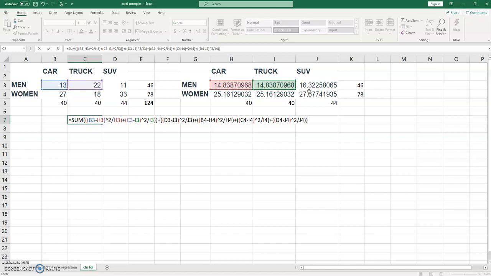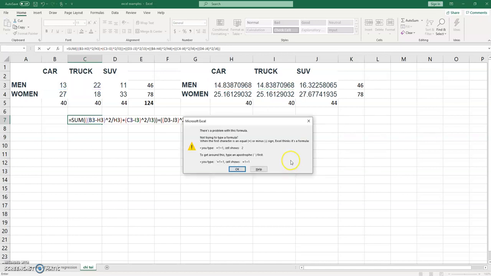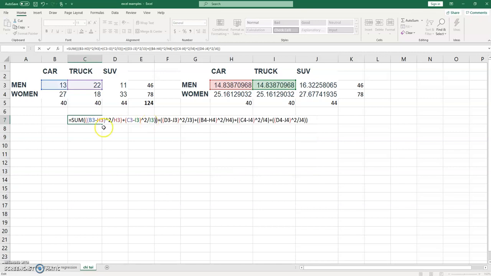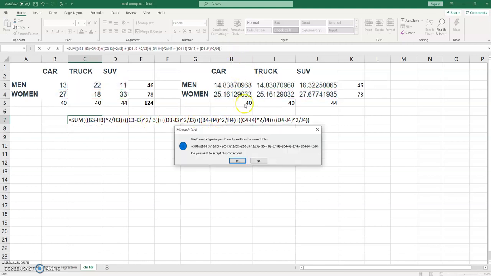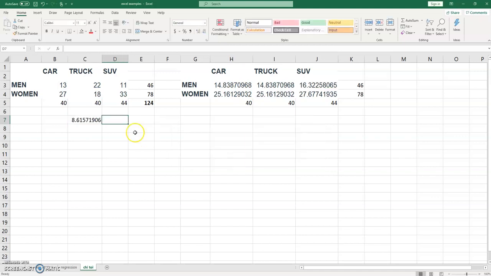So when we sum all of these values, I mistyped something here. What did I mistype? I need a parentheses here. There we go. You've got to make sure you balance all your parentheses. And there you go. So this is our chi-square value.